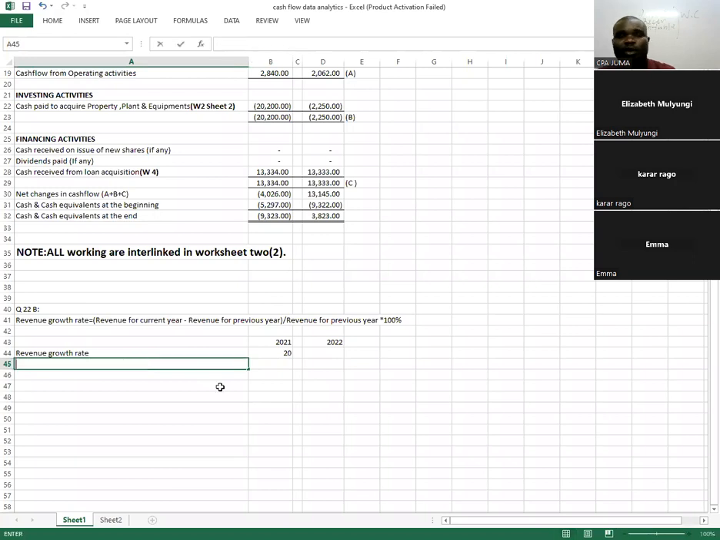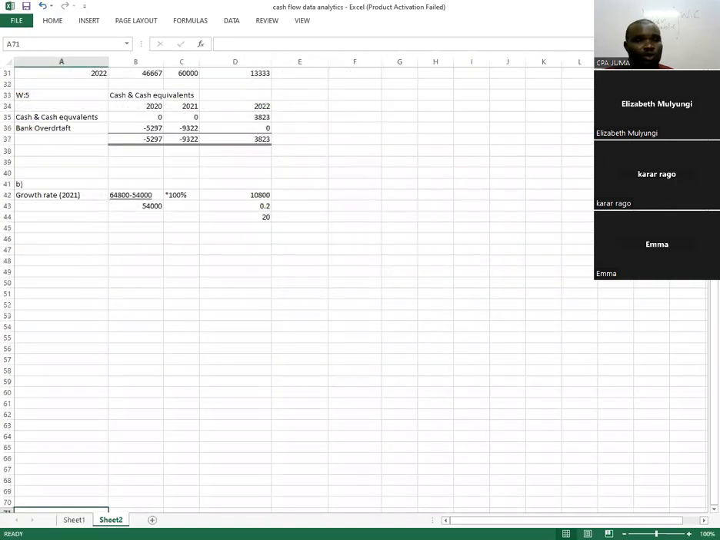You can do for the other one now. You can do for 2022. So 2022 growth rate will be, now profit 2022 is 81, 81 minus 64,800. Ama wacha tu tufanye.